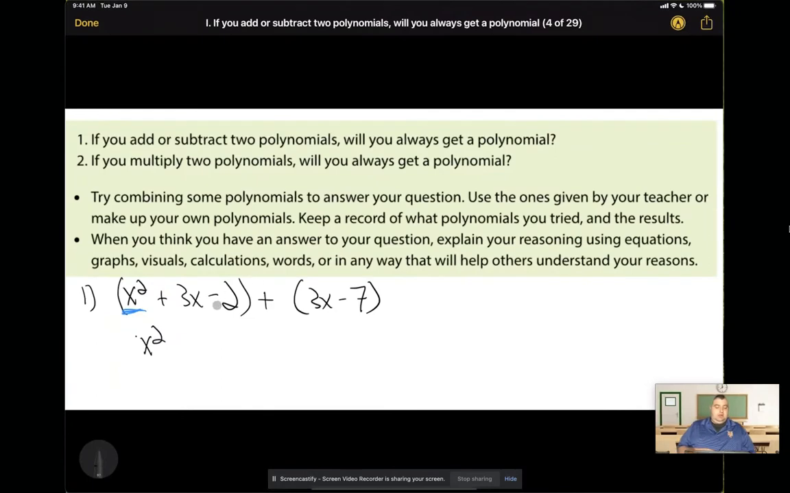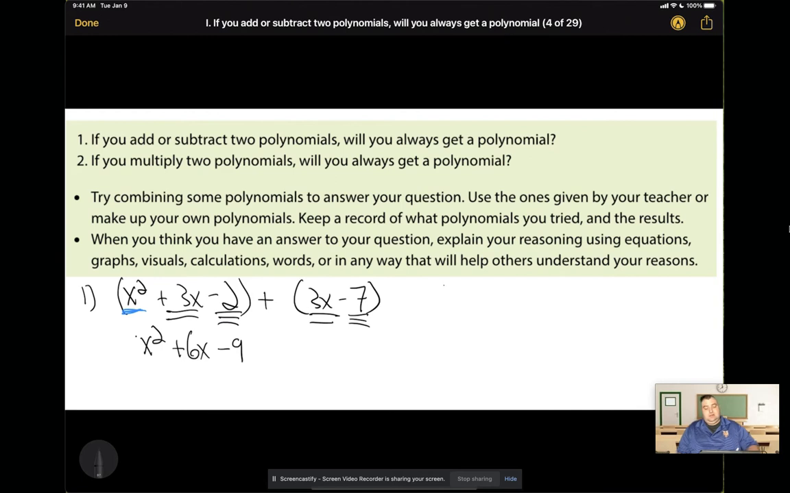Okay. And then we're going to work our way down. So I have 3x and positive 3x. So positive 3x and positive 3x is going to be a positive 6x. And then negative 2 and negative 7 is going to combine to negative 9. So when I add these together, I get x squared plus 6x minus 9.